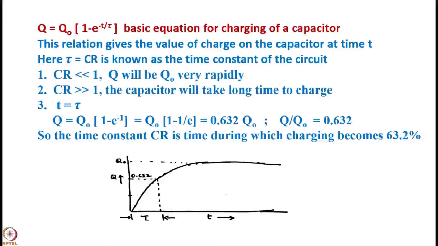And that is shown here in this figure, where we have plotted Q as a function of time. Within the time tau, the capacitor has been charged to 63.2% of the Q naught, which is the maximum charge. And we would like to have this time constant very small. Of course, if you have it very small, then there are other limitations.